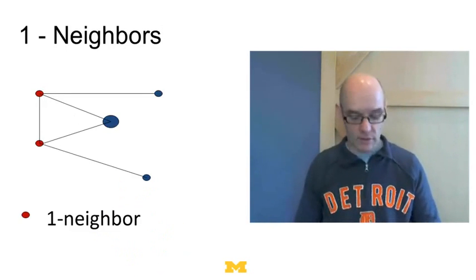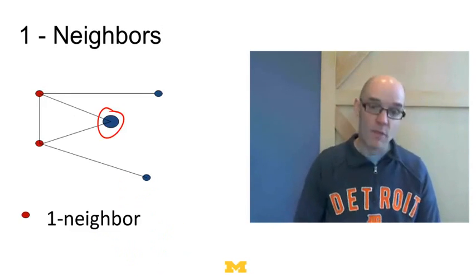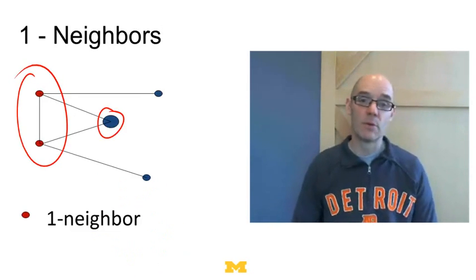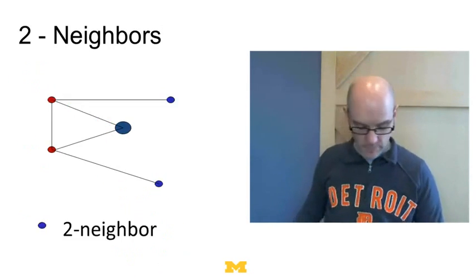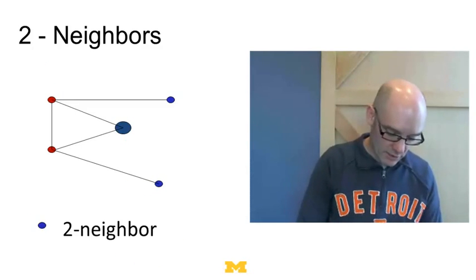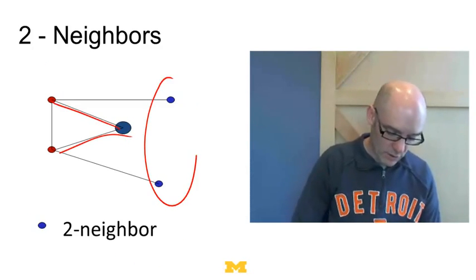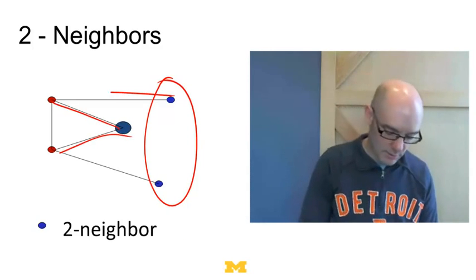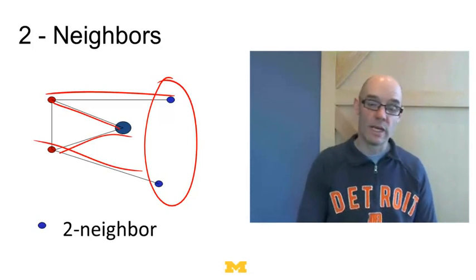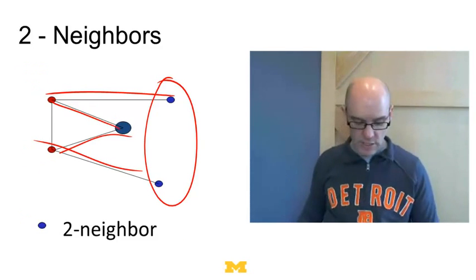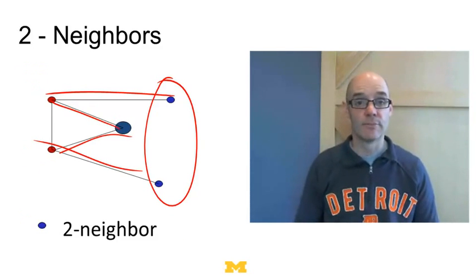So let me show this graphically. I'm looking at this person here. The 1 neighbors are going to be the 2 people that he's directly connected to. The 2 neighbors aren't going to include these 2 people he's directly connected to, but it will include these 2 people who are connected to the people he's connected to. So 1 neighbors are who you're connected to, 2 neighbors are the people who are connected to the people you're connected to. That's the idea.